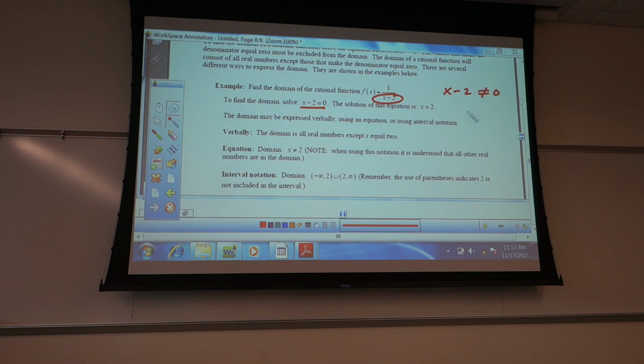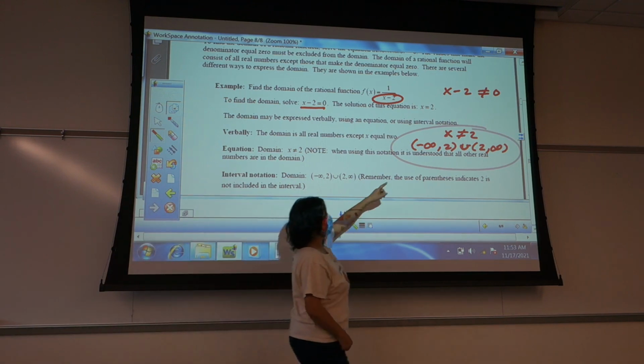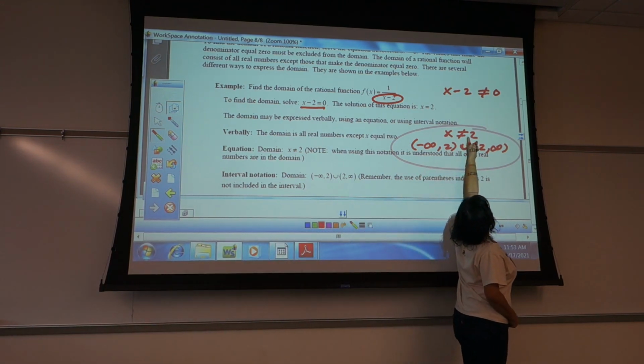Right, and you can either express it this way, x can't be 2, or you could say it goes from negative infinity to 2, can't touch 2, and then it goes from 2 to positive infinity. You can express it either way. These are the same, because this means negative infinity to positive infinity except for 2.